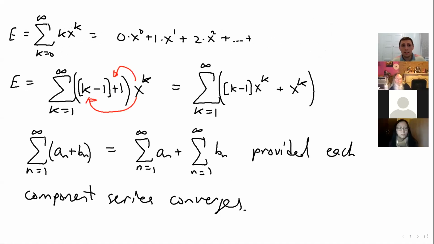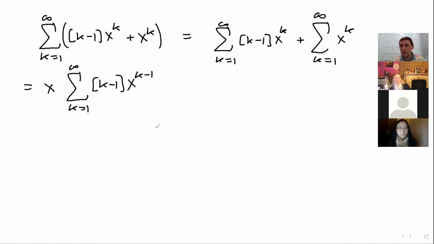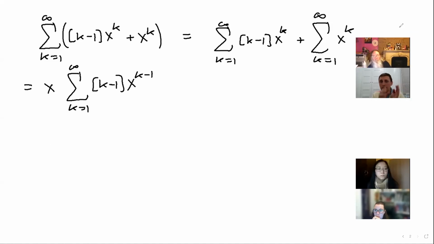Initially, what is this? It's 0 times x to the power of 0 plus 1 times x to the power of 1. You see exactly the same pattern. It doesn't matter if it's written as k minus 1, it doesn't matter at all. It's 0 times x to the 0, 1 times x to the 1 and onwards, and you add them up. So this is the original series.